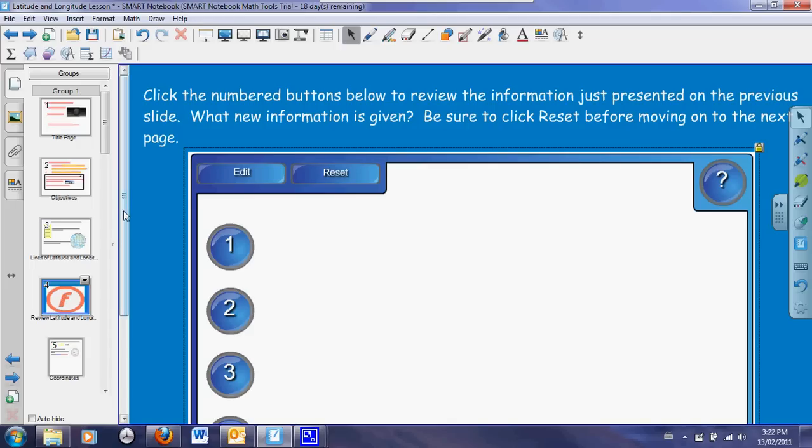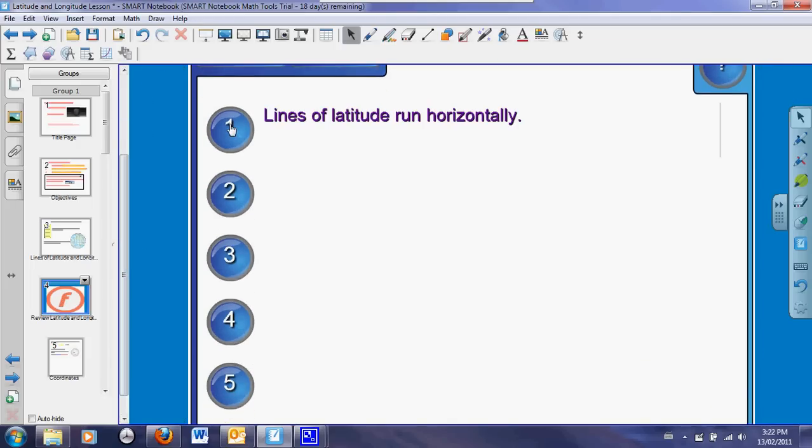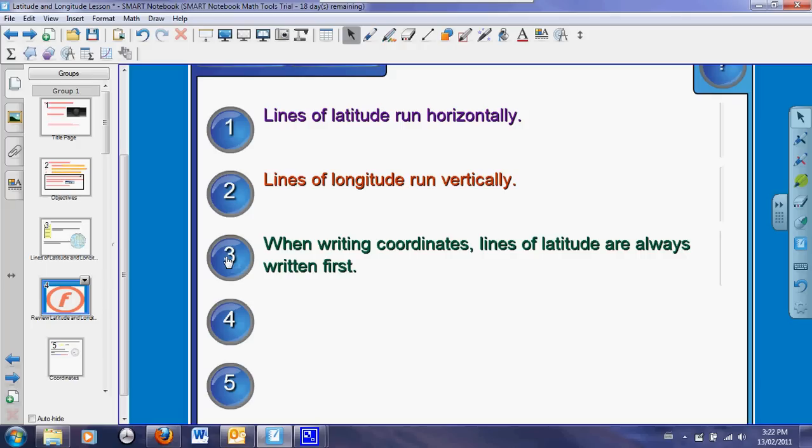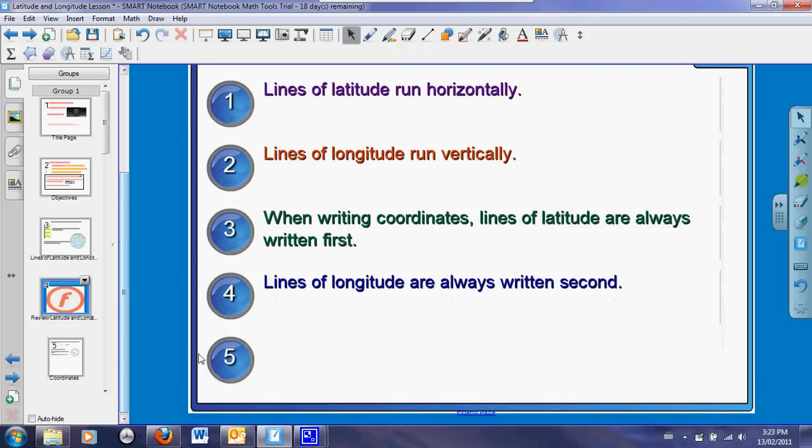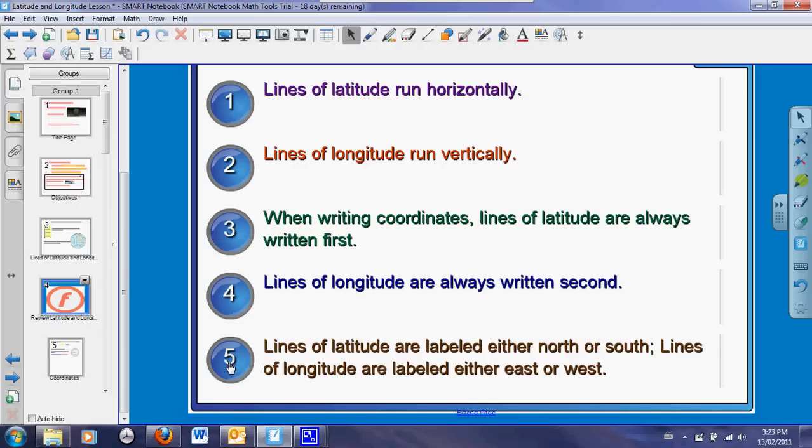So here's a quick review. Lines of latitude run horizontally, lines of longitude run vertically. When writing coordinates, the lines of latitude always go first. Lines of longitude are always second. And latitude is associated with north and south, lines of longitude, east and west.